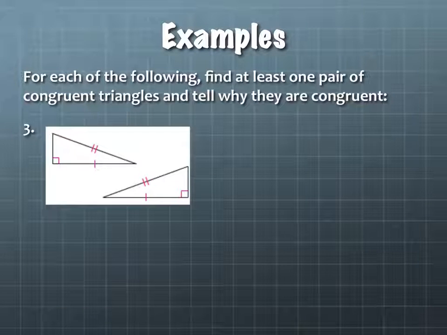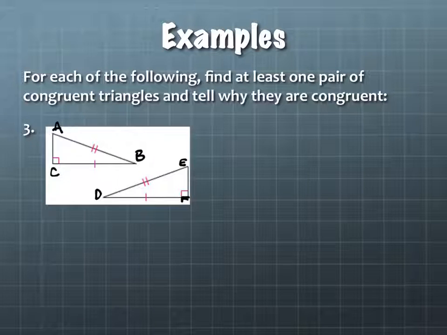Have one more set of examples, 3, 4, and 5, and then we're going to actually do some constructions. So our set of examples says for each of the following, find at least one pair of congruent triangles and tell why they are congruent. So we don't have any markings of letters on these, so let's mark them all together just so that they all match. Let's call this at the top A, B and C. C is the right angle, and then D, E, and F is the right angle.